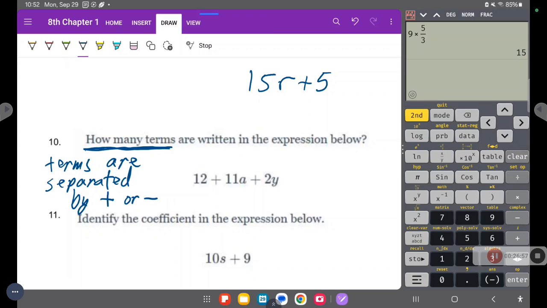So, Logan, how many terms are there? 2. Stop talking. Whoever that was, stop. So, there is a plus. There are 2 pluses, but that's just what is in between them. How many of the other things are there? Okay, so 1, 2, 3. Terms are separated by a plus or a minus. So there are 3 terms.